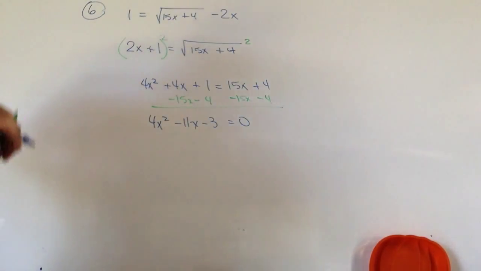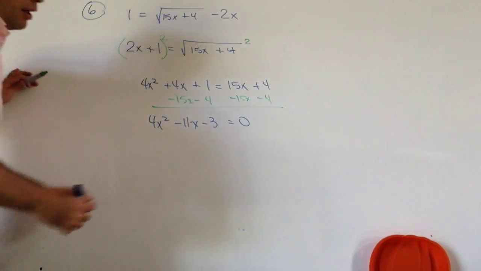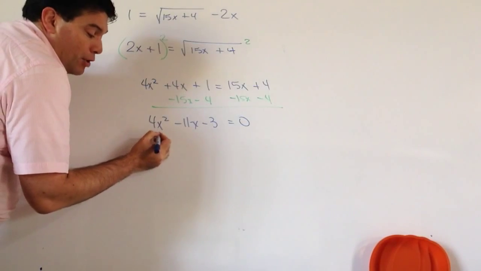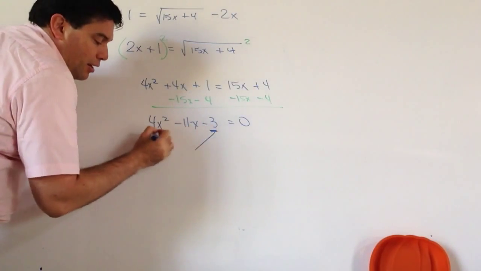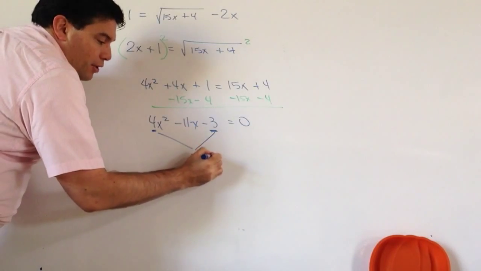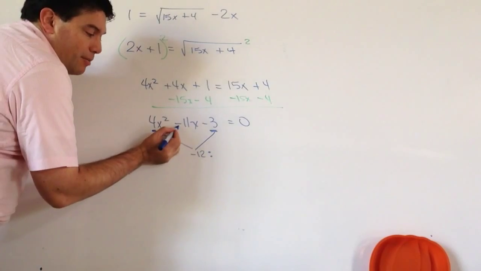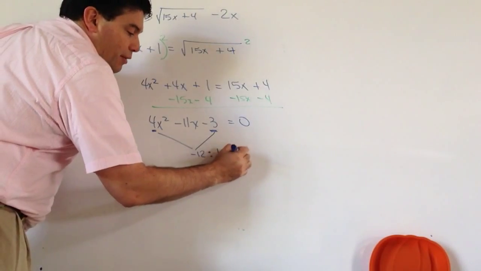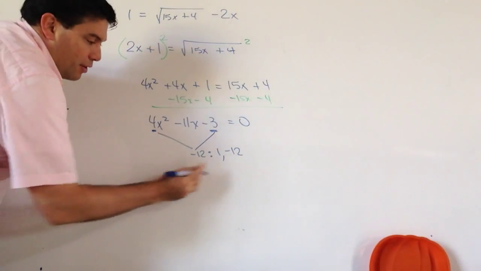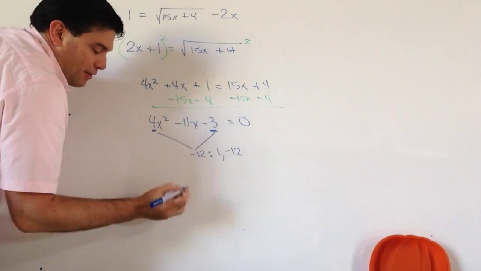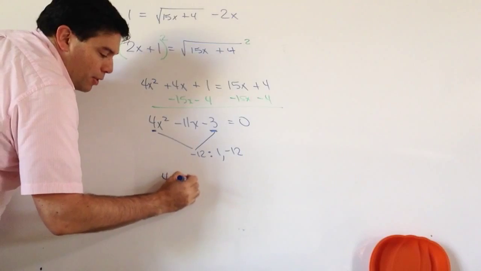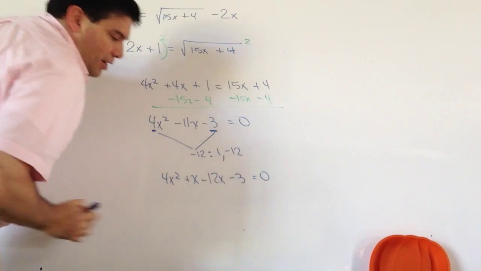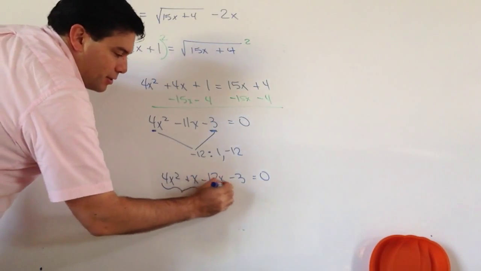Which is a quadratic equation that we can solve by factoring or using the quadratic formula. I'll factor. Because the leading coefficient is not a 1 and there's no common factor, I'll multiply 4 times negative 3. That is negative 12. So I look for two numbers whose product is negative 12 and sum is negative 11. They happen to be 1 and negative 12. So I rewrite this using these two numbers instead of negative 11x: 4x squared plus x minus 12x minus 3 equals 0. And I group them by pairs.